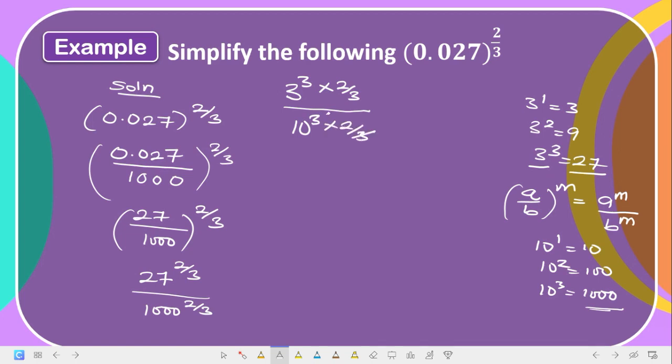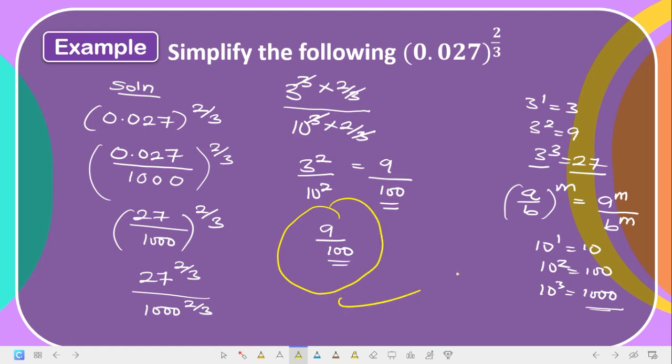3 can cancel 3. So what are we left with here? 3 squared all over 10 squared. 3 squared is 9, and 10 squared is 100. So the correct answer to this question is 9 over 100. So if you simplify 0.027 raised to the power of 2 over 3, the correct answer is 9 over 100.